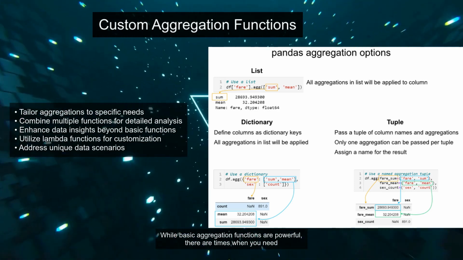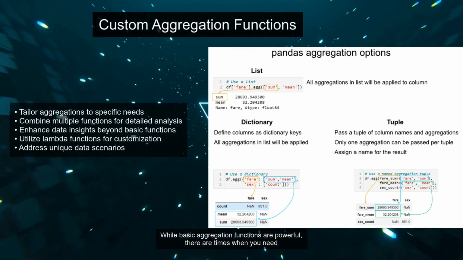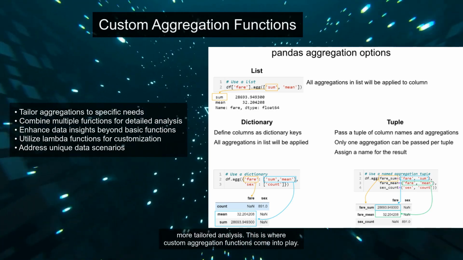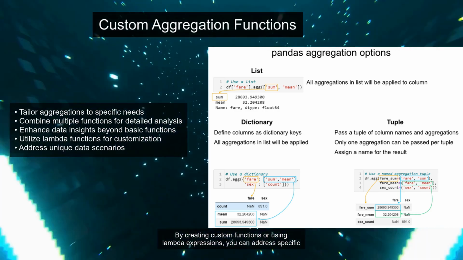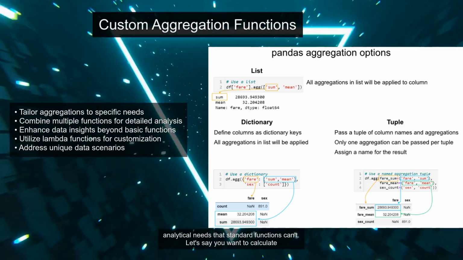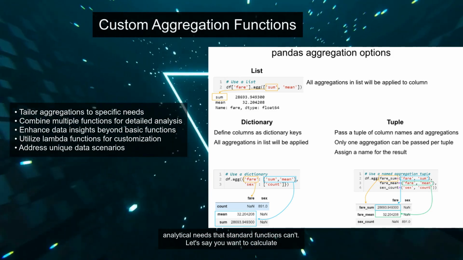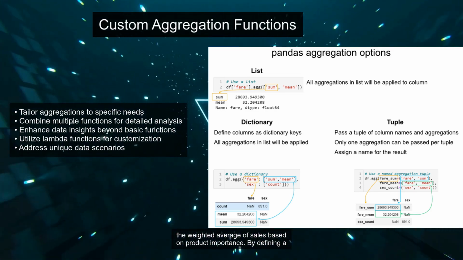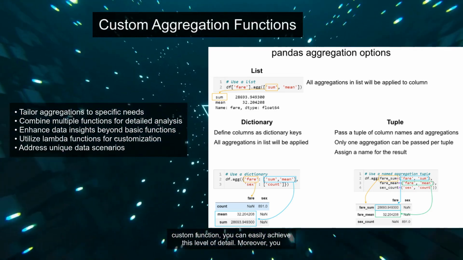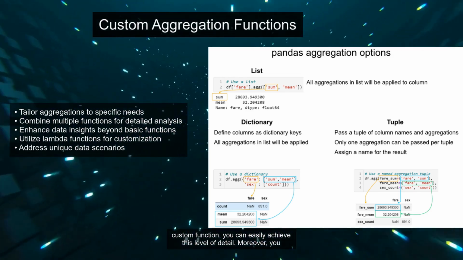While basic aggregation functions are powerful, there are times when you need more tailored analysis. This is where custom aggregation functions come into play. By creating custom functions or using lambda expressions, you can address specific analytical needs that standard functions can't. Let's say you want to calculate the weighted average of sales based on product importance. By defining a custom function, you can easily achieve this level of detail.